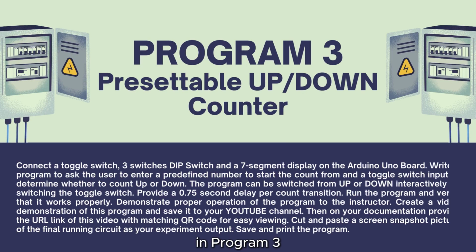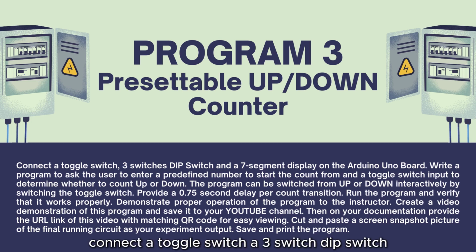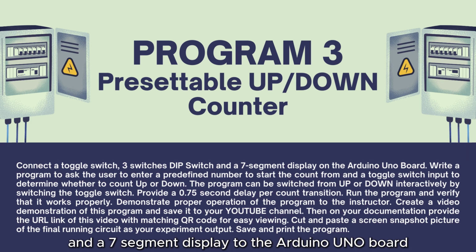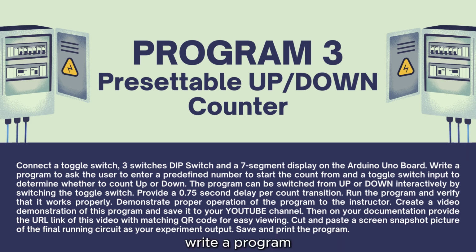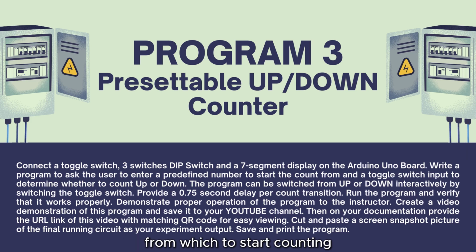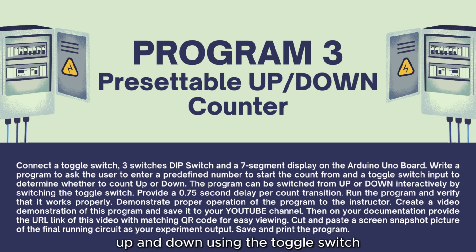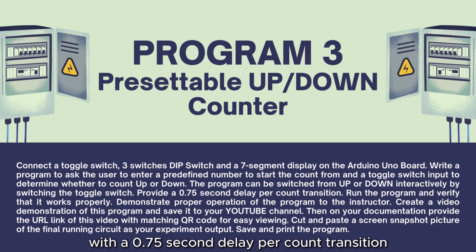In Program 3, we will create a presettable up-down counter. Connect a toggle switch, a 3-switch dip switch, and a 7-segment display to the Arduino Uno board. Write a program that prompts the user to enter a predefined number from which to start counting, and use the toggle switch input to determine whether to count up or down. The program should allow for interactive switching between counting up and down using the toggle switch, with a 0.75-second delay per count transition.